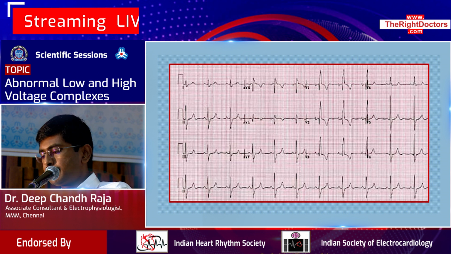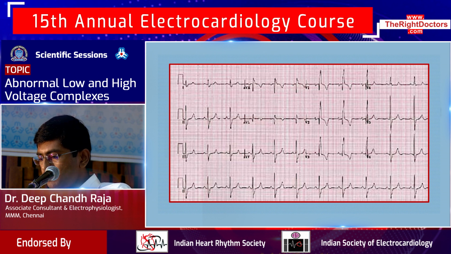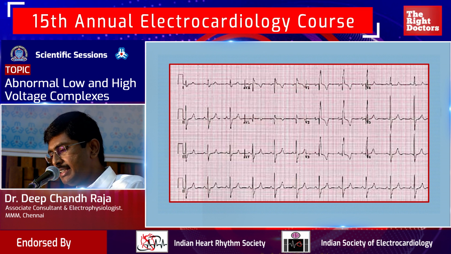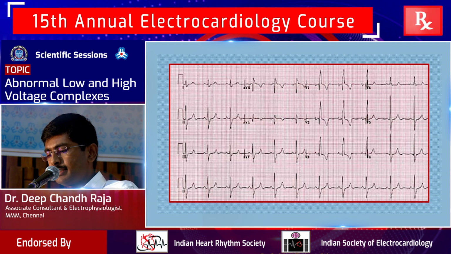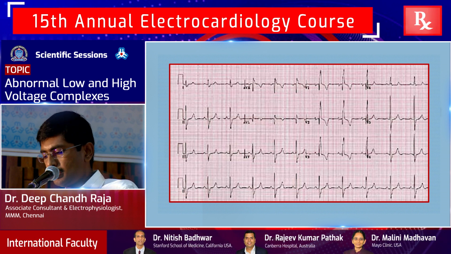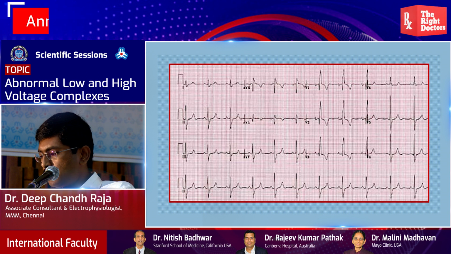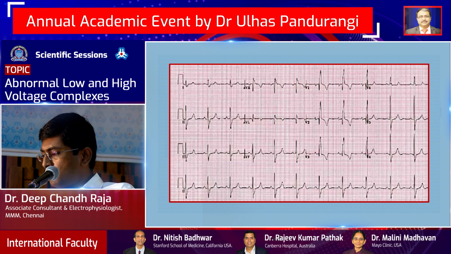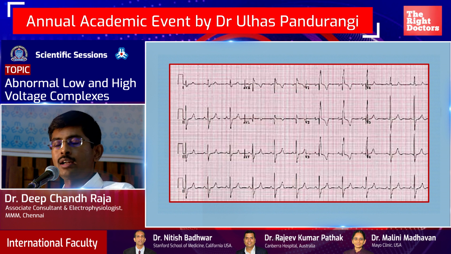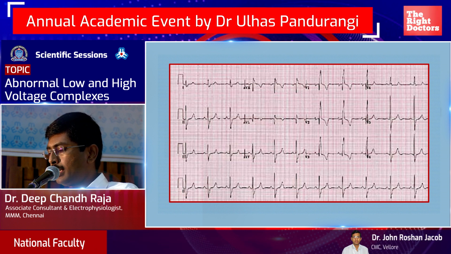So rather, let me show some ECGs. What you can find in this ECG: you can see the mean frontal QRS axis, which is shifted right. So right axis deviation, number 1. Number 2, you can see tall R waves. In fact, it's almost a QR pattern in V1 and V2.